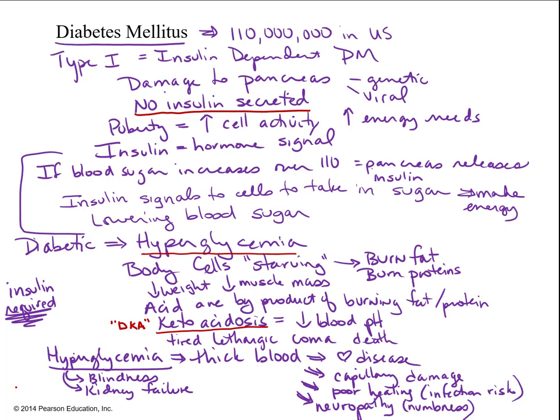That thick blood can damage capillary beds in the back of the eye. So it can actually damage the retina, the blood supply to the retina. And so blindness can result because of prolonged hyperglycemia.